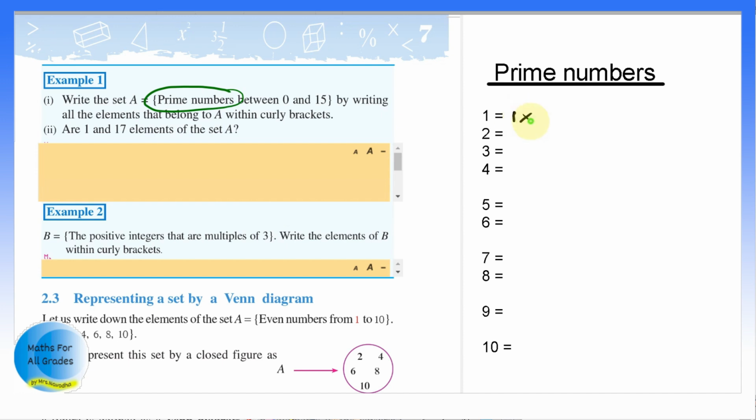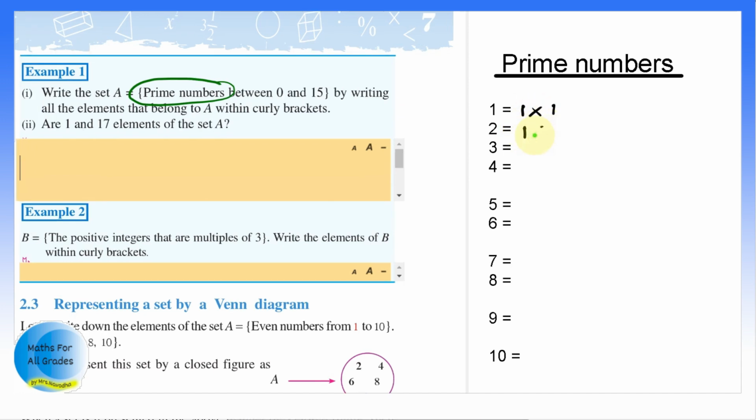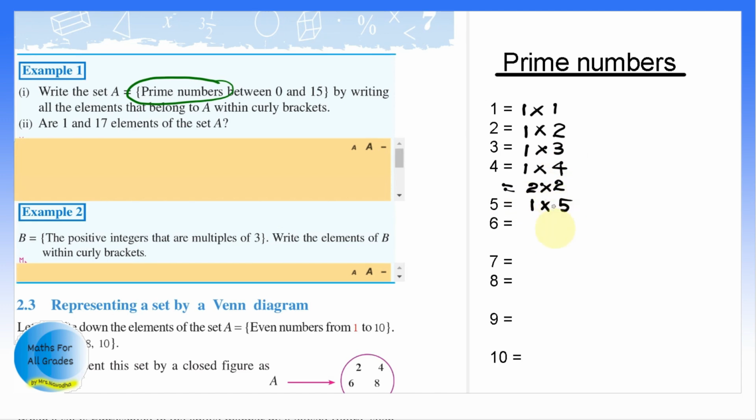1 equals 1 times 1. 2 equals 1 times 2. 3 equals 1 times 3. 4 can be written as 1 times 4, and also you can write it as 2 times 2. So what I am doing here is writing down all the possible multiplications. 5 equals 1 times 5. 6 equals 1 times 6, and also 2 times 3. 7 equals 1 times 7. 8 equals 1 times 8, and also 2 times 4.